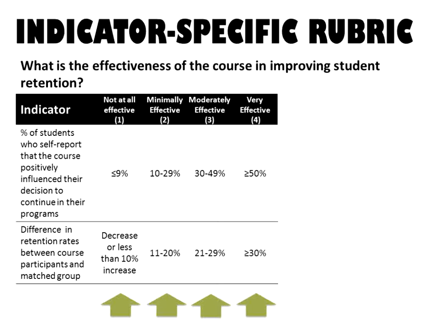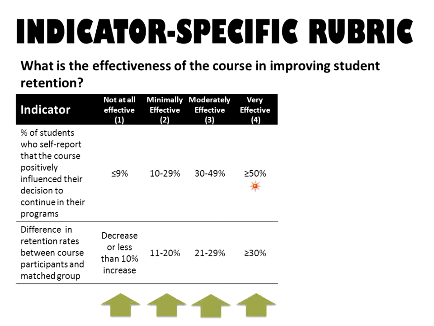But I'm saying completely ineffective would be 9% or less of students saying that the course positively influenced their decision. And then it goes up from there. 10 to 29% would be minimally effective, 30 to 49% moderately effective, and then 50% or more we would consider very effective. And we do the same thing for the second indicator.